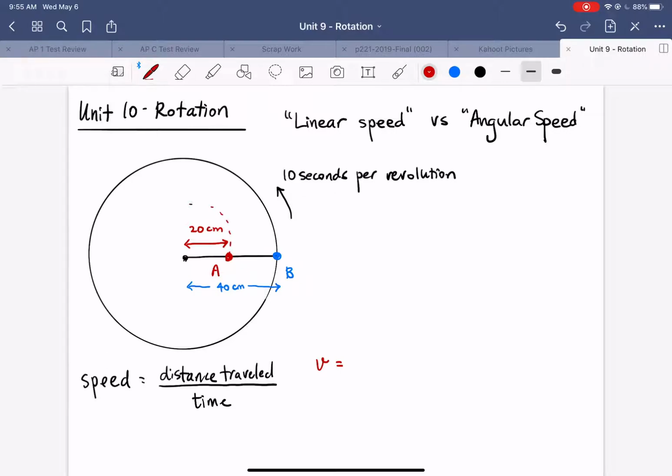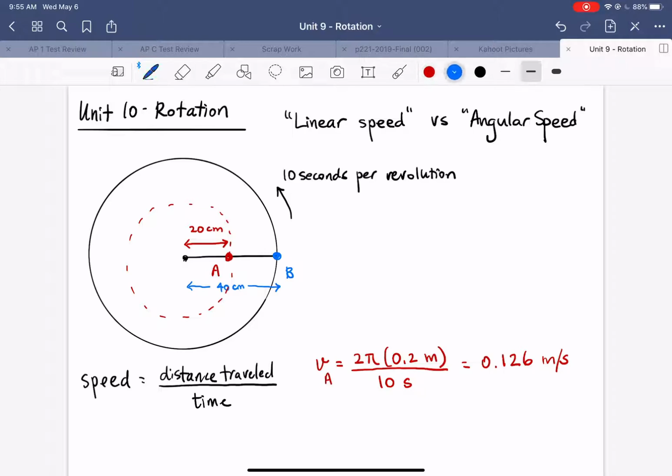Well, A is going to trace out this circular path here that has a radius of 20 centimeters. I drew that really off-center, but you get the idea. So what is the circumference of that circle? Well, the circumference of a circle is 2 pi times the radius. So that'll be 2 pi times the radius, which is 0.2 meters. And I divide that by the time, which we said was 10 seconds per one revolution. All right, so if we multiply all that out, we get a speed of 0.126 meters per second.